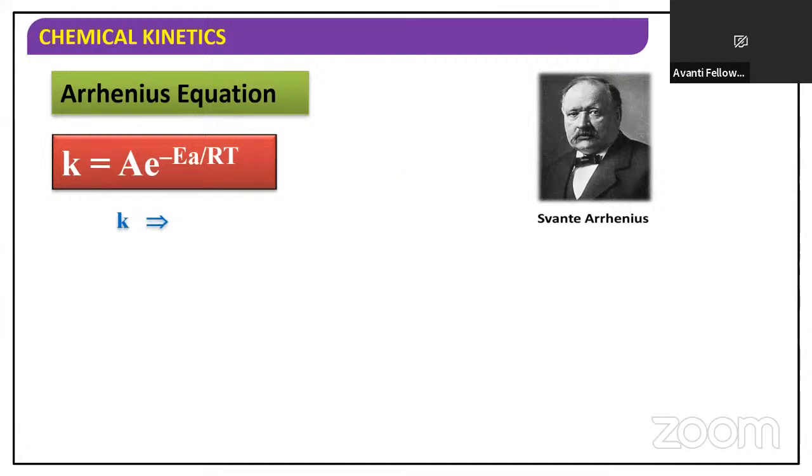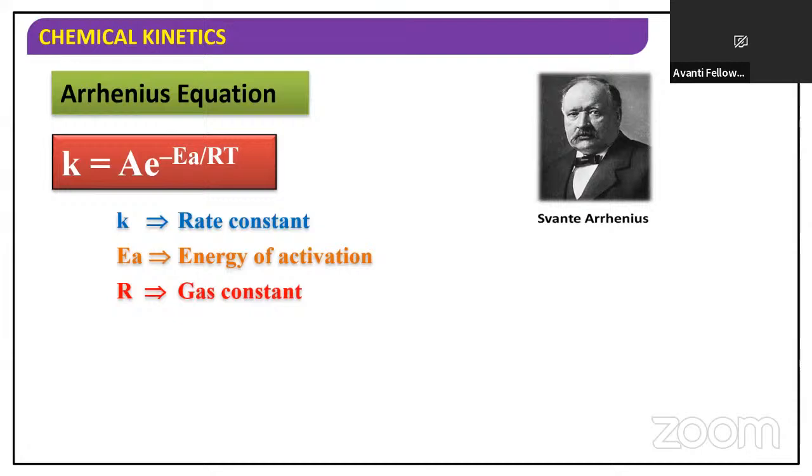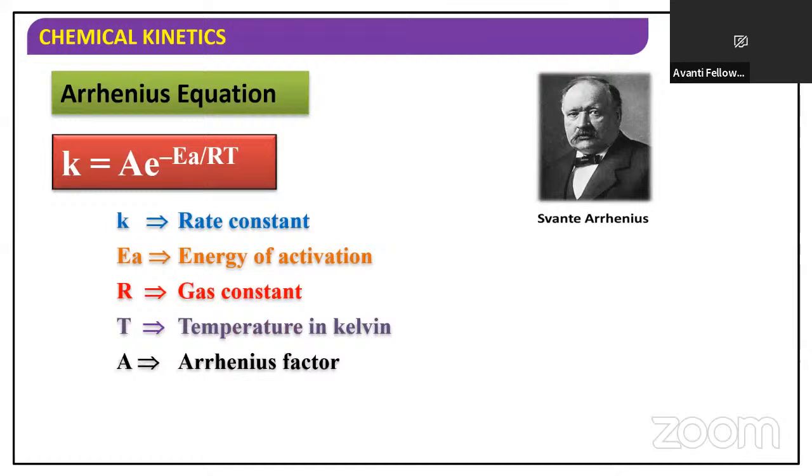So Arrhenius gave this equation: k is equal to A exponential minus Ea by RT, where k is the rate constant. What is Ea? That is the activation energy. What is R? That is the gas constant, whose value is 8.314. T is the temperature. And A is nothing but the Arrhenius factor, also known as the frequency factor. So this equation is very, very important to understand: k is equal to A e^(-Ea/RT). This is the expression for the Arrhenius equation. Is this clear to everyone? So A is known as the Arrhenius factor, frequency factor, or sometimes the pre-exponential factor.